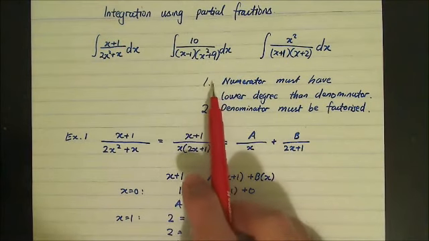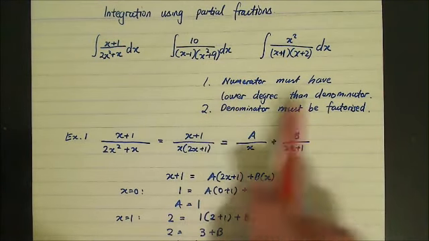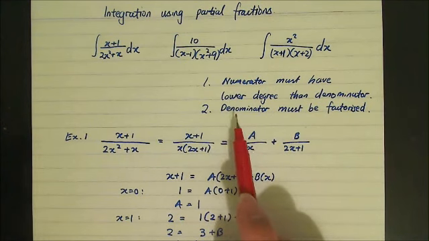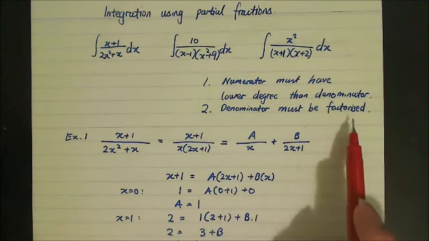So there's a couple of things we must note before we actually begin. The numerator must have a lower degree than the denominator, otherwise we're going to have to do long division. And also, the denominator must be factorized.